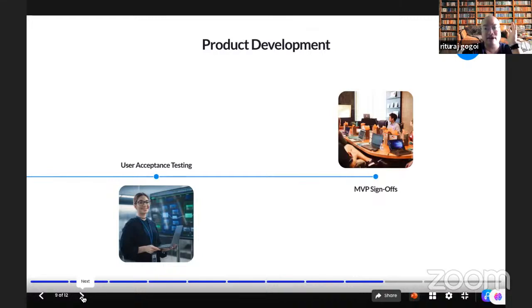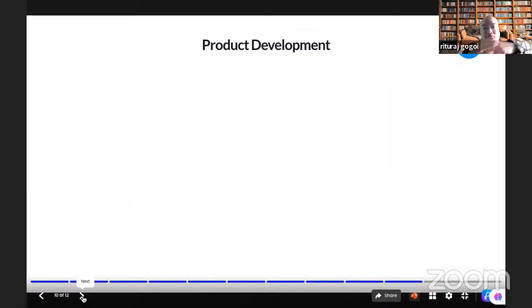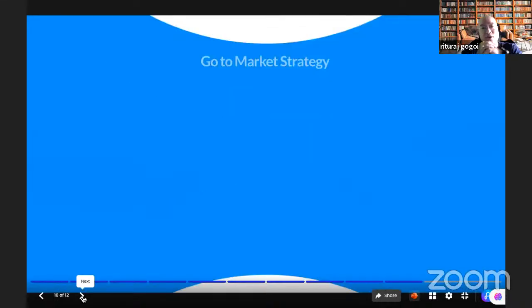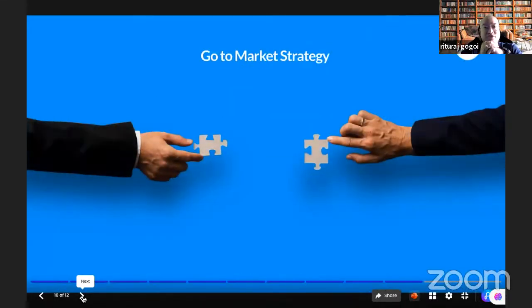So we have the stakeholder sign-offs in place, and then finally we go into what we call the go-to-market strategy that will eventually determine how that product that we have spent so much time building and analyzing and optimizing gets in the hands of the users. So the go-to-market strategy is something that involves almost the entire company.